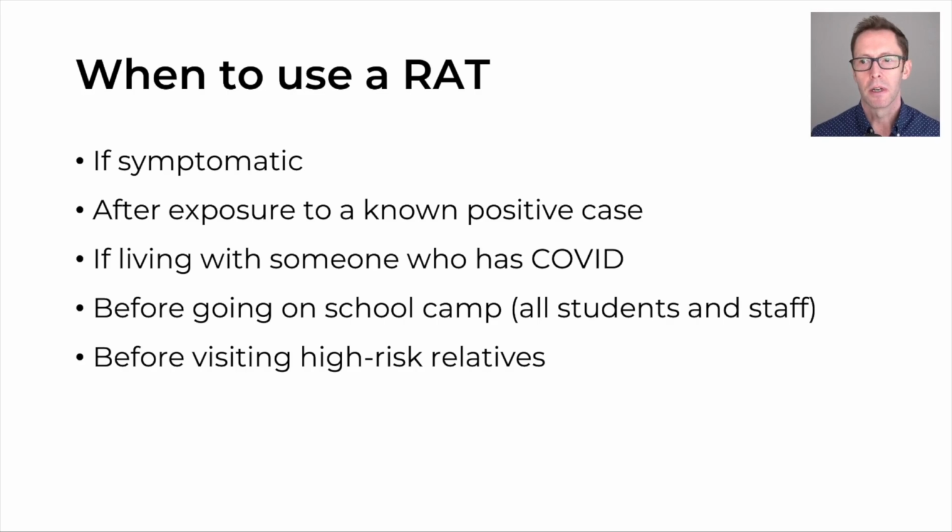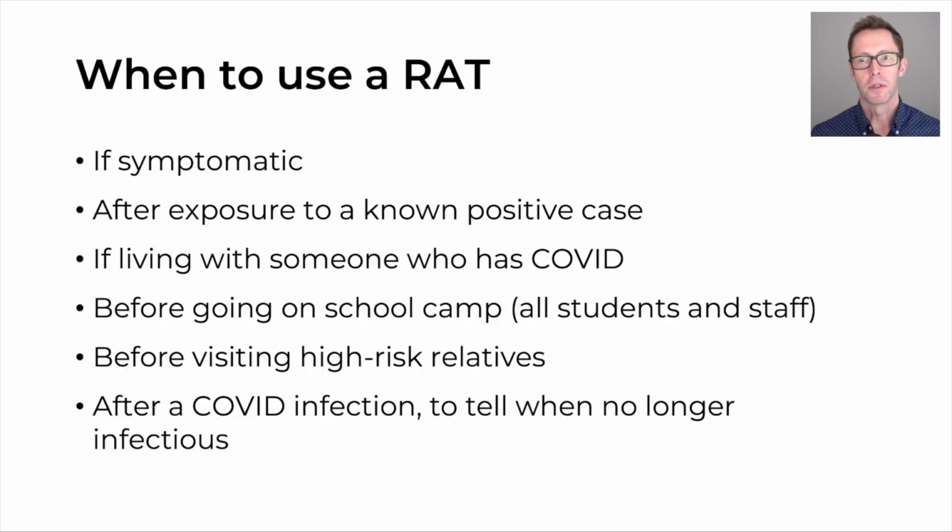Also, before visiting high-risk relatives, as we said before, a significant percentage of the population are at higher risk if they do get COVID, and so it's really helpful to identify asymptomatic or pre-symptomatic infections before you go and visit those high-risk people. And also, very importantly, it's useful to use a RAT test when you've had a COVID infection to tell when you are no longer infectious. And we'll talk some more about that in a minute or two.